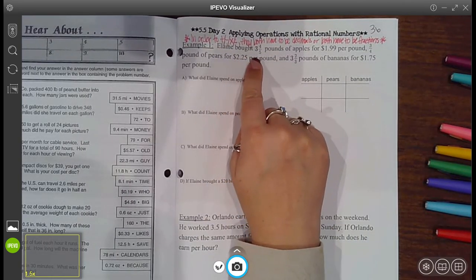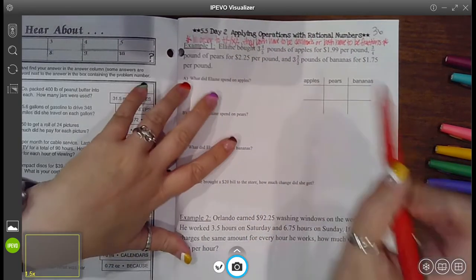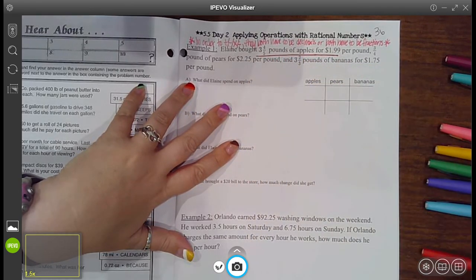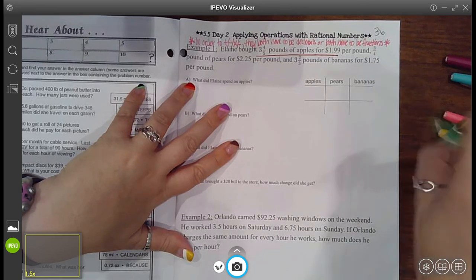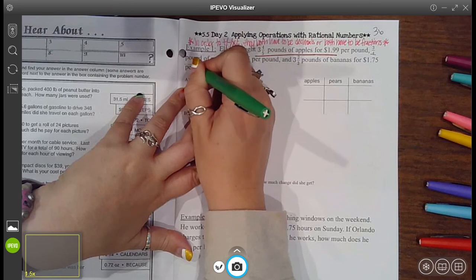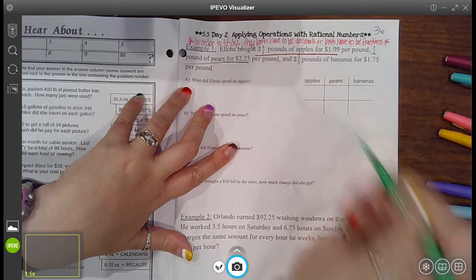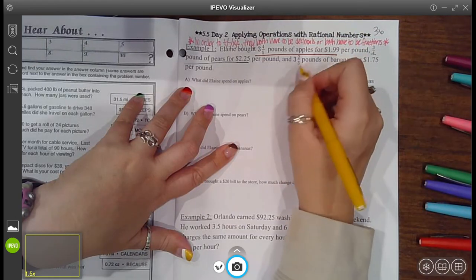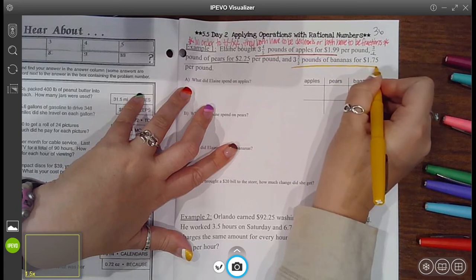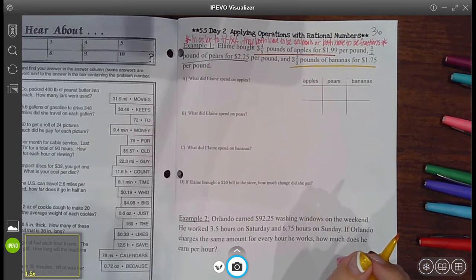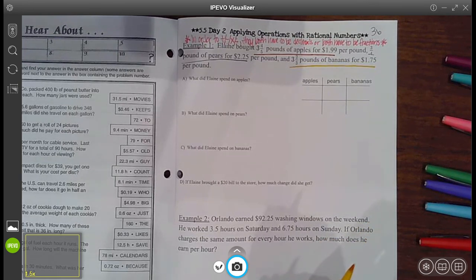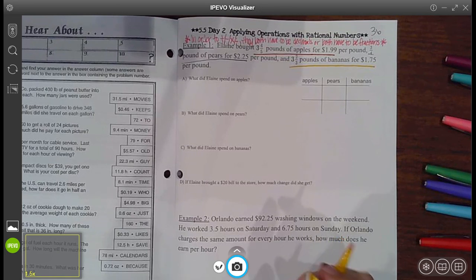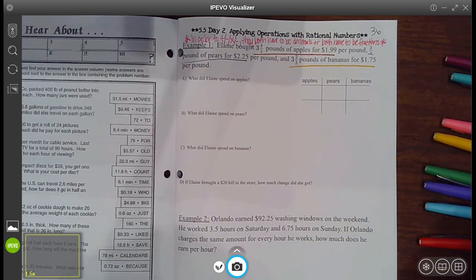It says Elaine bought 3 4/5 pounds of apples for $1.99 per pound, and 3/4 pounds of pears for $2.25 per pound. And bananas, she bought 3 2/3 pounds of bananas for $1.75 per pound. All right, there's quite a bit of information here. So first of all, I need to figure out how much did she spend per each item. Let's focus on the apples first.